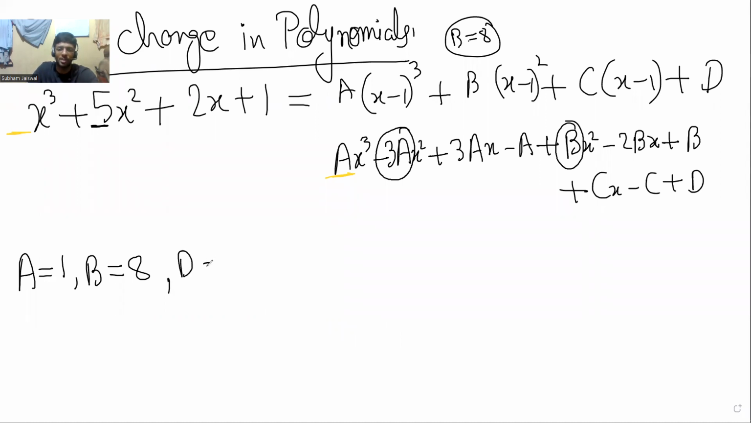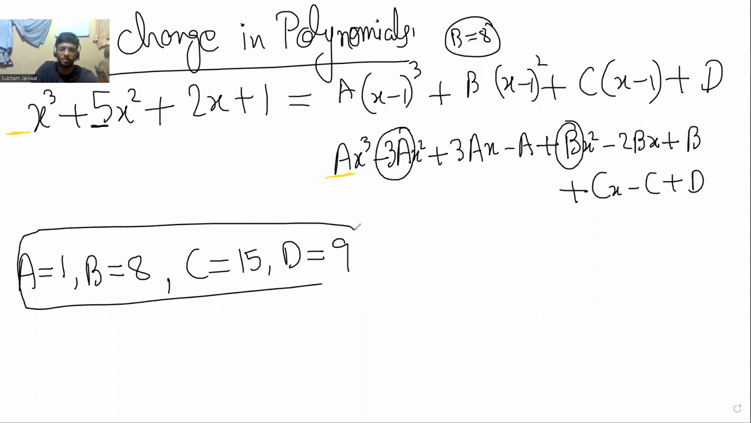D is 9. So see, it was so easy. 2 minutes work and nobody did it. That's okay, no problem. C is 15 and D is 9. Good. These are the things that we have.